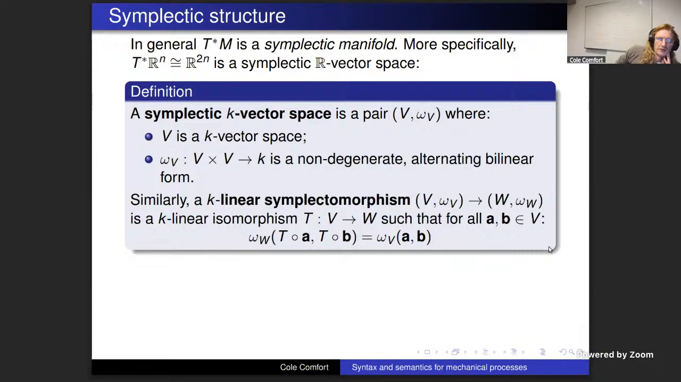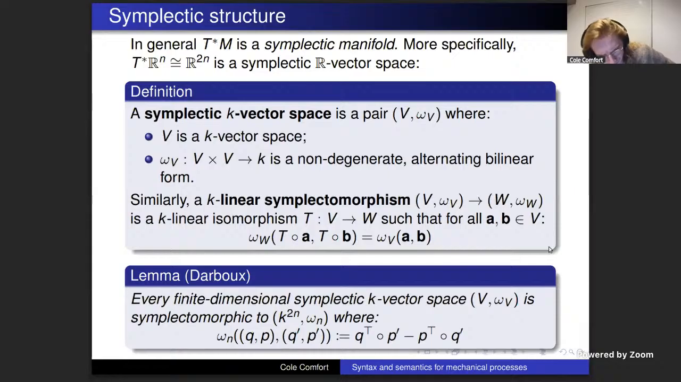And I'm going to work with vector spaces because manifolds just become too complicated to try to formulate in terms of string diagrams. But you can see a symplectic vector space as a vector space equipped with a bilinear form, which has a bunch of nice properties. And a symplectomorphism is a map between two symplectic vector spaces which preserves this bilinear form. And in particular, in finite dimensions, if you take a symplectic vector space, you can always show that it's symplectomorphic to a symplectic vector space of even dimension.